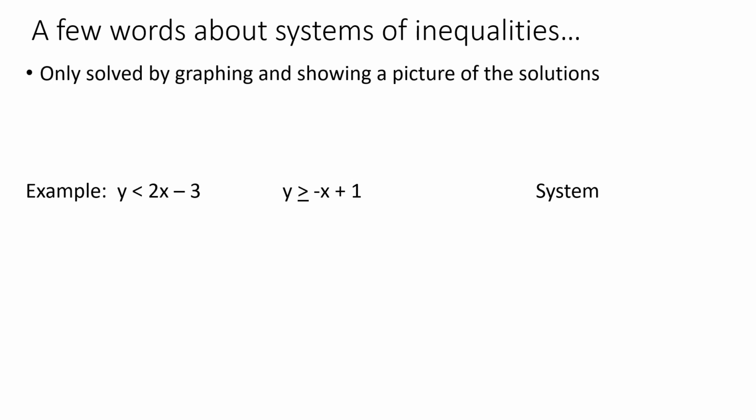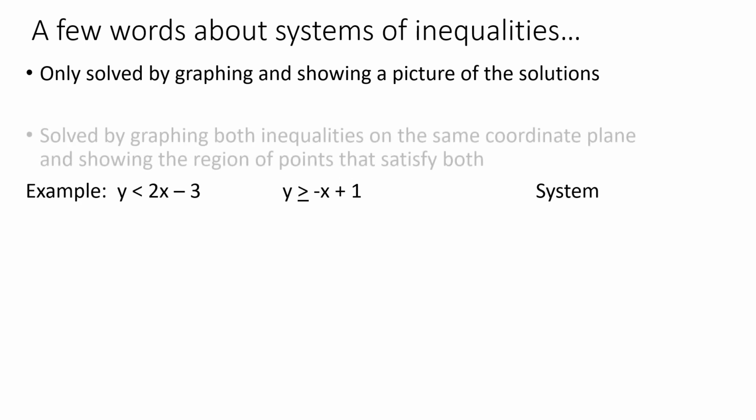So first of all, systems of linear inequalities, or any kind of systems of inequalities, are really only solved by graphing and showing a picture of the solutions. So we would just show what the solution set is. We would not list a solution set. And usually that's because there are infinite solutions, because we're going to be shading in whole regions of the coordinate plane. Now, there might be some cases where the things that you're looking at are only integers, and therefore you could list out all the possibilities if the region was small enough, but that would be the exception, not the norm.